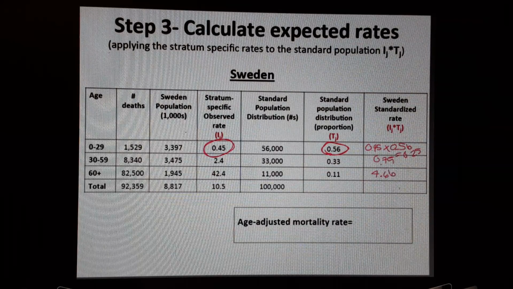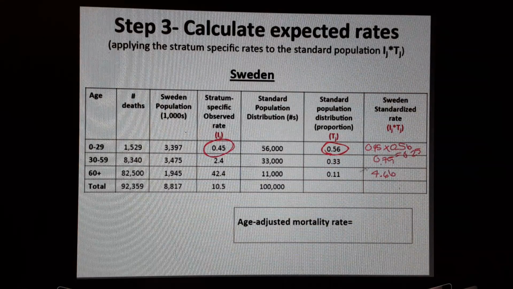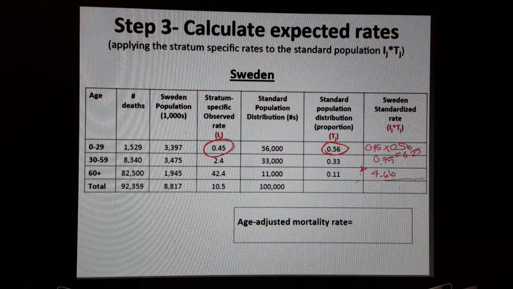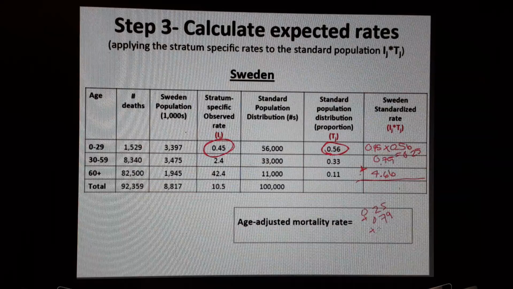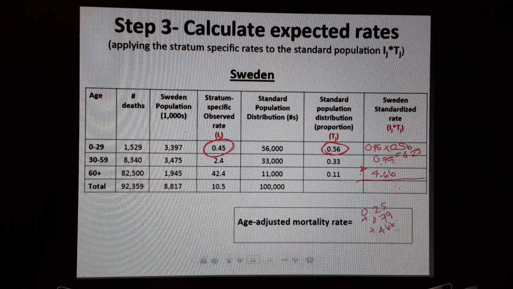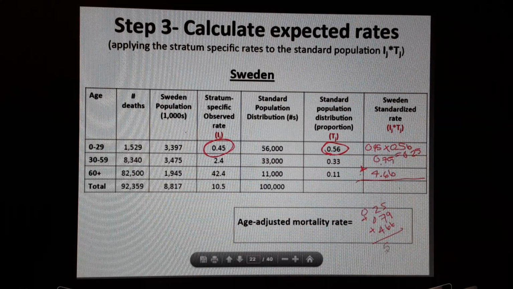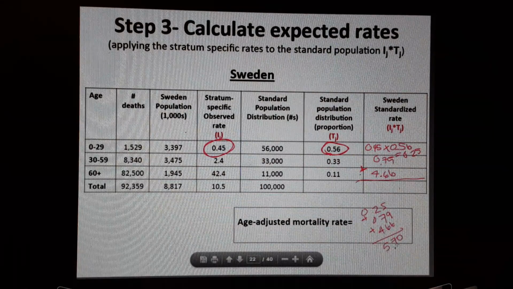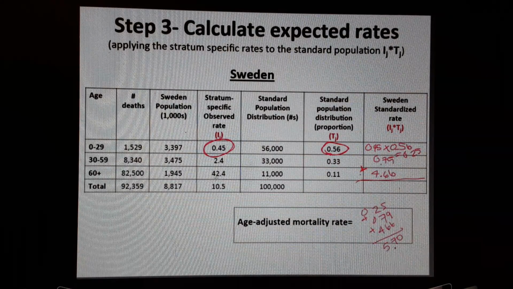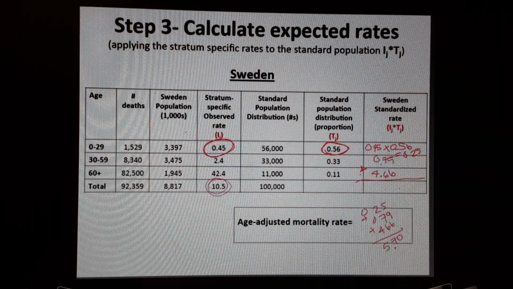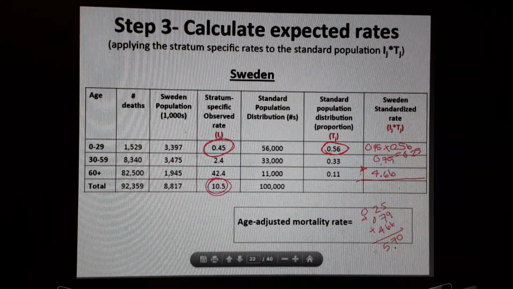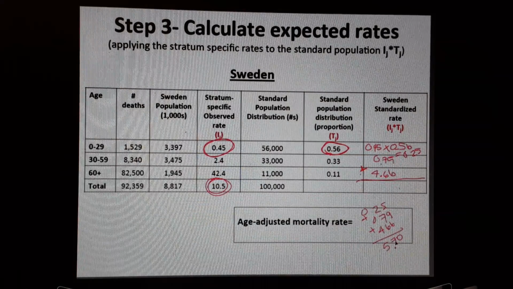Okay, so these are the two answers. And then to get your age-adjusted mortality rate, remember, it's just the sum. So you're just going to add up these values. Should be 0.25. Which gives you an age-adjusted mortality rate of 5.70. Okay, so here's our crude from before, which was 10.5, and now that we've adjusted for age, it's 5.7, so it's half of the size.